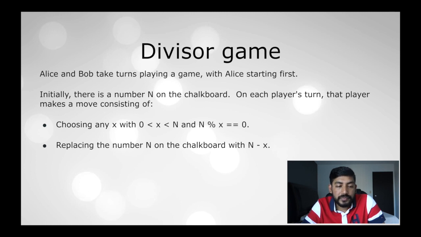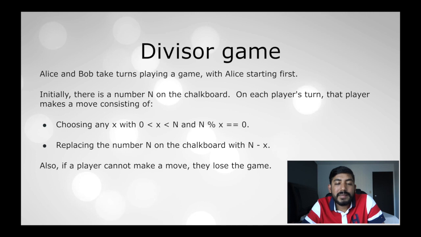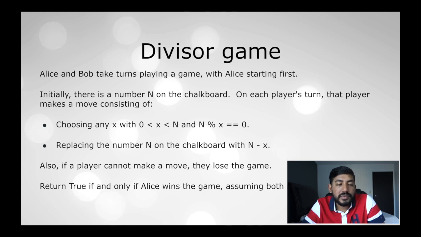He takes a factor and subtracts that from n. And also, when the player cannot make any more moves, then they lose the game. Basically, both of them take turns, and when one of them reaches 1, then there is no factor to choose from. So whoever gets a 1 loses the game. We need to write a program to take this number and return true or false to indicate whether Alice can win the game or not. And both the players play optimally, in the sense both the players play to win.